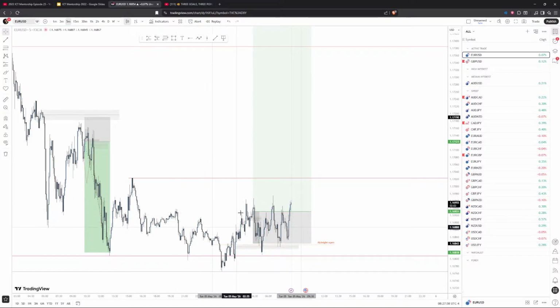So it's 1, 2, 3 areas of highs broken by this displacement. Created this fair value gap. Price came back up into it, came to the order block, rose up. I entered. We failed to create this high here, displaced downwards, hit my stop loss.